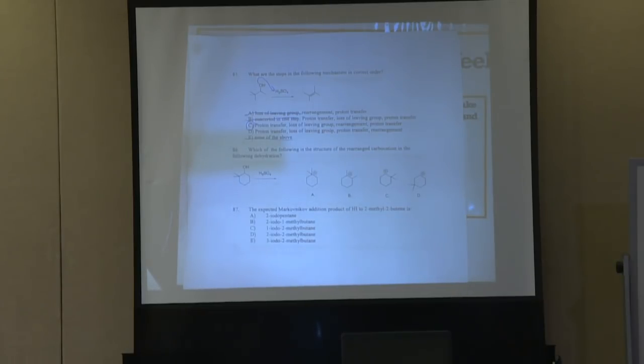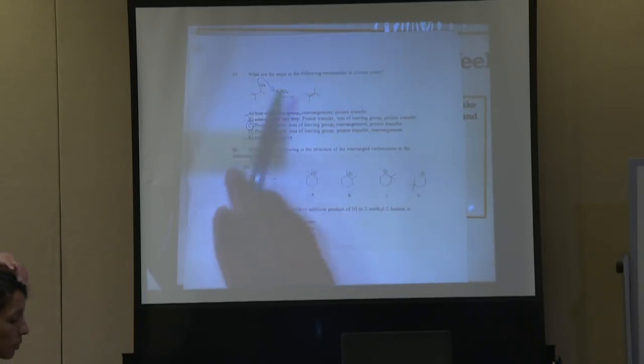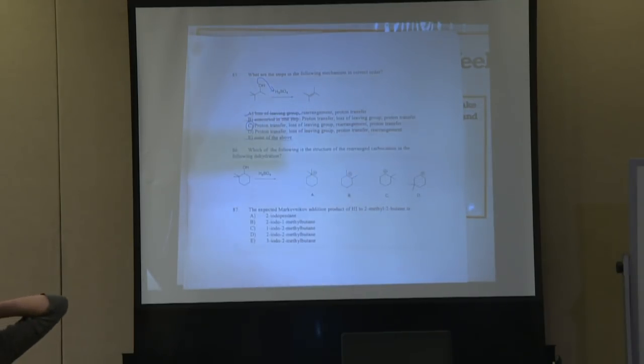Which of the following is a... It's dehydration, because the water is leaving. I would know that, by the way. Remember, this is how you form a double bond when you have an OH. Professors love that reaction. But you guys pretty much have to know everything, so never mind. Which of the following is the structure of the rearranged carbocation in the following dehydration?